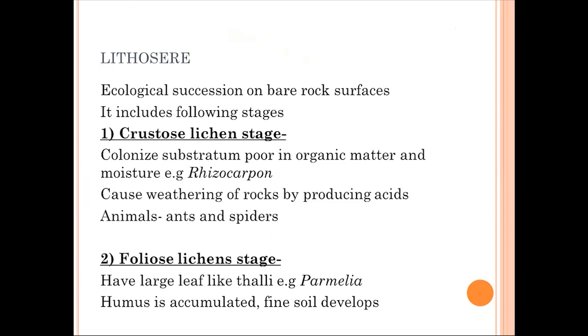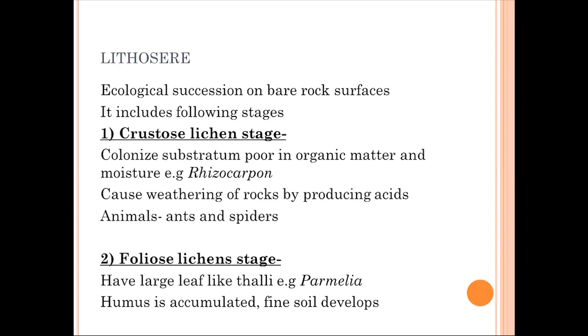Then we discussed what is a lithosere. Lithos means stone, so the ecological succession which occurs on bare rock surfaces is known as a lithosere. It includes the crustose lichen stage. These bare rock surfaces are devoid of or poor in organic matter and moisture. So the crustose lichens are the first to colonize such substratum, and they produce acids which cause weathering of rocks, or breaking of rocks into fine particles.